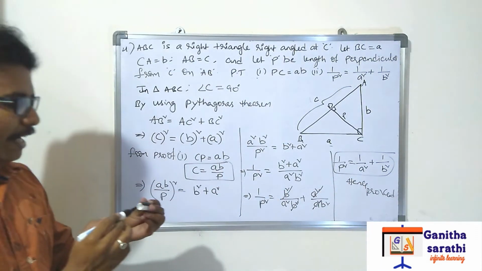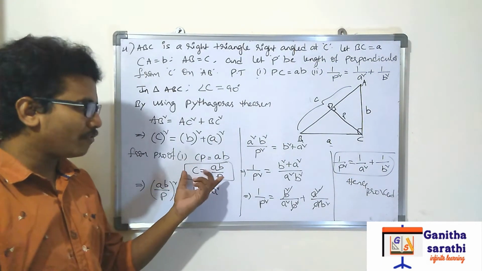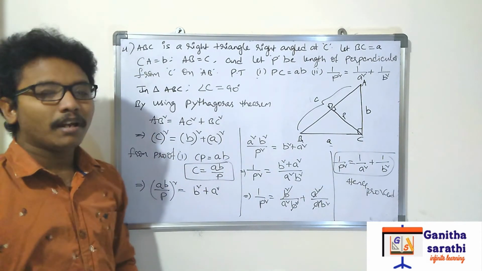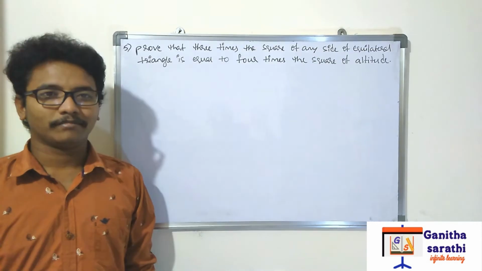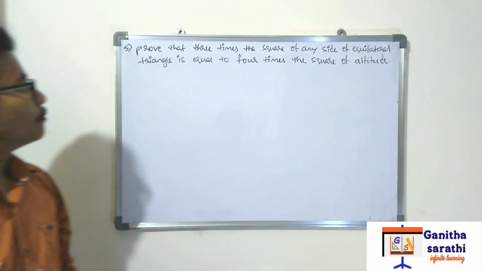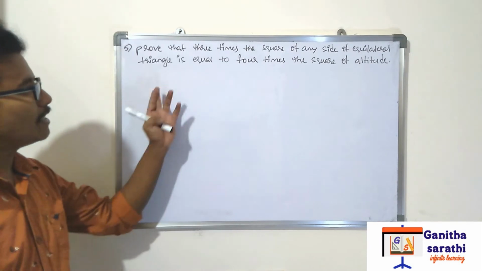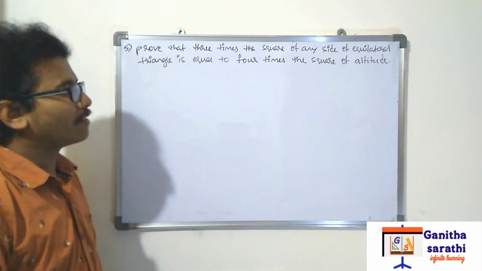Understood? So for finding the second one, we use the first proof as a condition and prove the second one. Okay, now let us move on to the next problem. See the problem: prove that 3 times the square of any side of an equilateral triangle is equal to 4 times the square of its altitude.